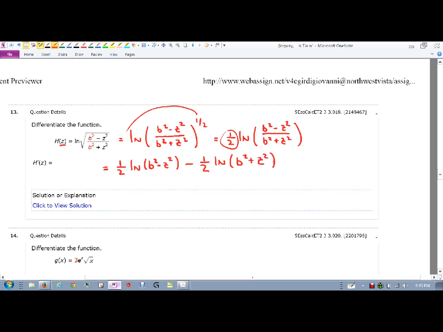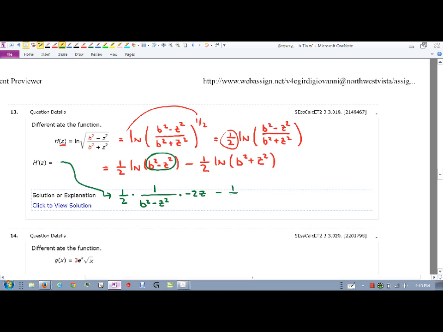And at this point, I'm ready to take the derivative. So now, derivative, one half is a constant. Derivative of natural log of something is 1 over that something times the derivative of what's in here. Now, remember, b is a constant, so I just want the derivative of negative z squared. That's negative 2z. Now I move on to the next one.